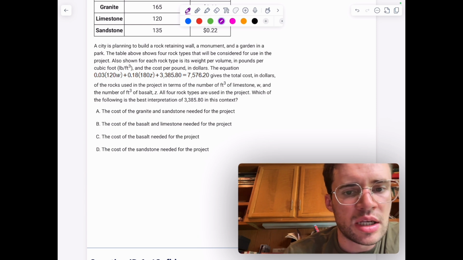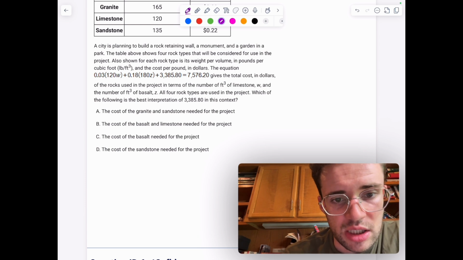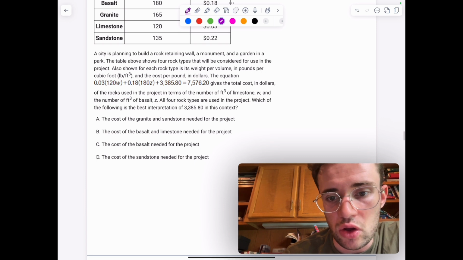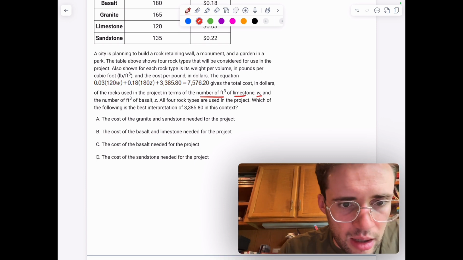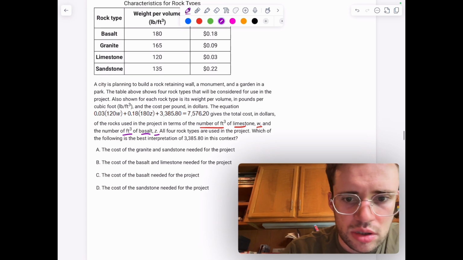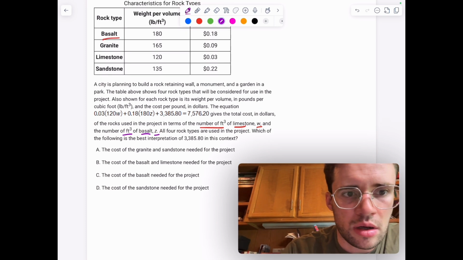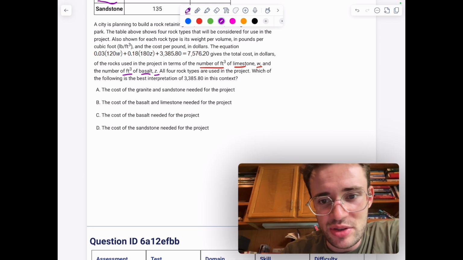3,385.80 equals 7,576.20 gives the total cost in dollars of the rocks used in the project in terms of the number of feet cubed of limestone, W. Limestone is going to be W, and the number of feet cubed of basalt, Z. Well, they were just using limestone and basalt in the table, unless they add more to it. Oh, never mind. All 4 rock types are used in the project.